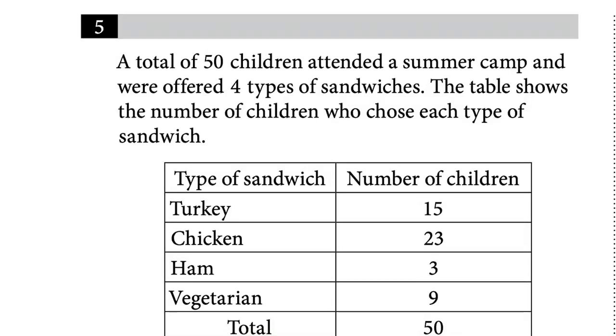Bundle 11, Module 1, Question 5. A total of 50 children attended a summer camp and were offered 4 types of sandwiches. Okay, so turkey, chicken, ham, and vegetarian. The table shows the number of children who choose each type of sandwich. Okay, 15, 23, 3, 9.